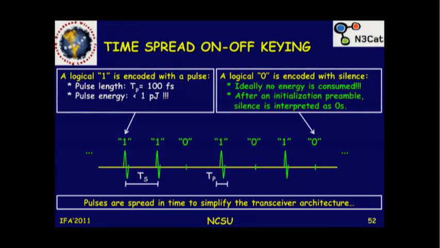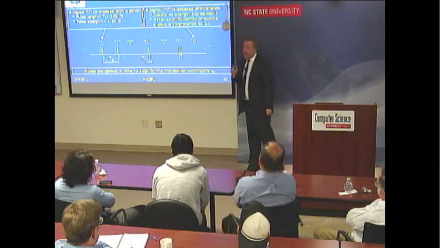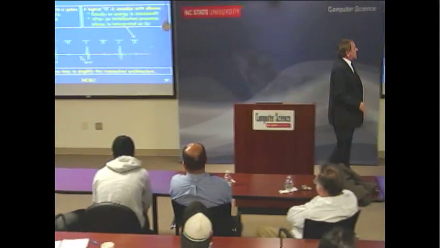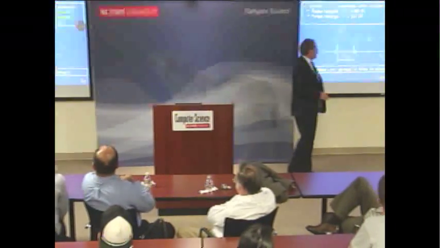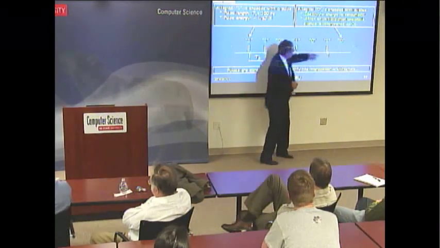So you can see this time spread on-off keying. The idea here is that each time we have a one, we send one of these femtosecond-long pulses, and then we wait this amount of time, TSS, and then we send another one. So the logical 0 is encoded with silence. If it's 0, we don't send anything. We don't do anything. Accordingly, we will not consume any energy, right? You can see here.